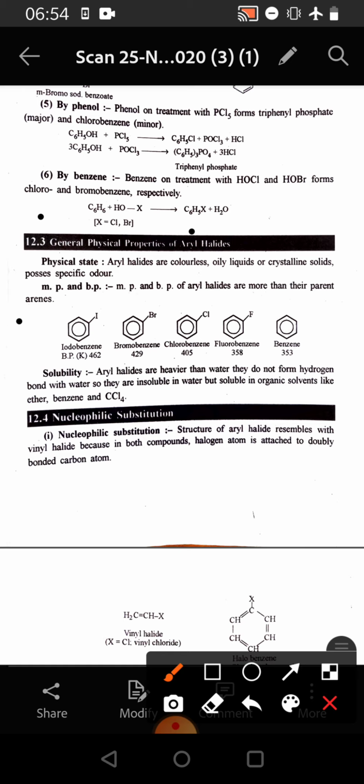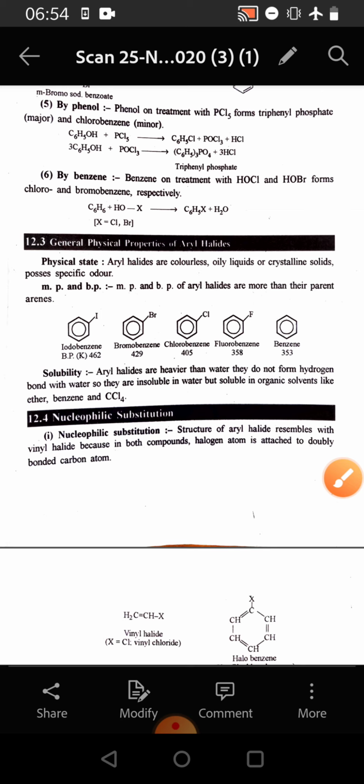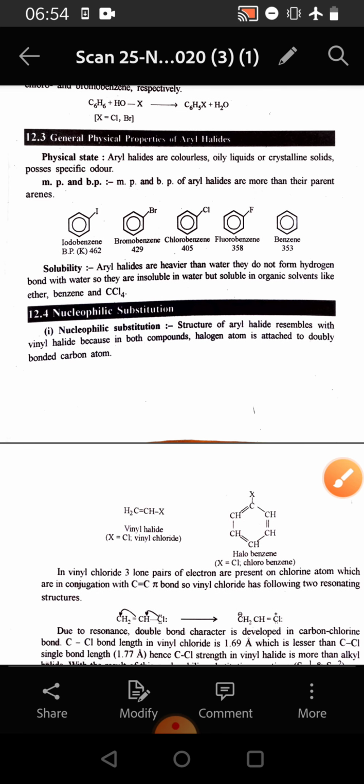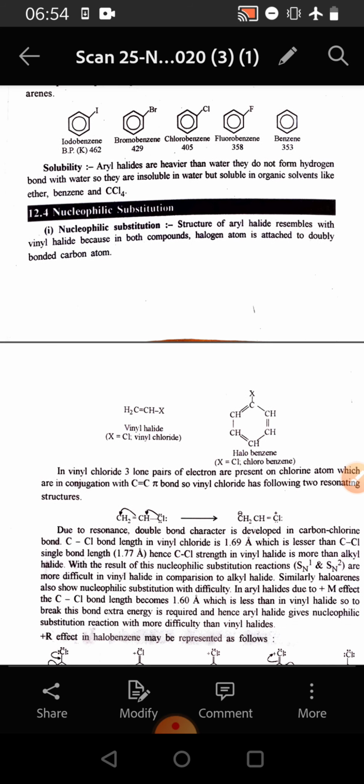Now we come to the general properties of aryl halides. If we consider the physical state, aryl halides are colorless, oily liquids or crystalline solids with a specific odor, and their melting points and boiling points are higher than their parent arenes. If we consider their solubility, aryl halides are heavier than water and do not form hydrogen bonds with water, so they are insoluble in water but soluble in organic solvents like ether, benzene and CCl4.